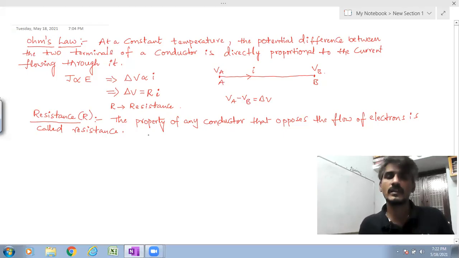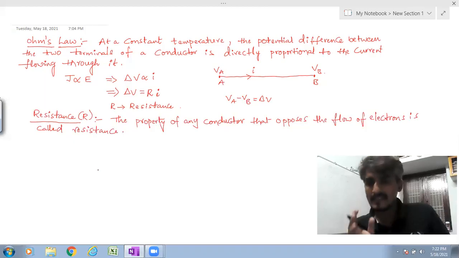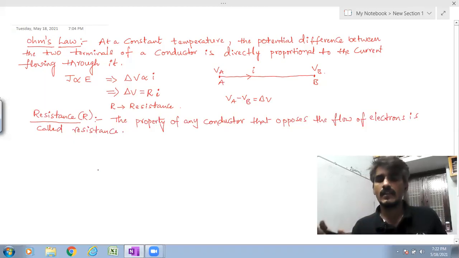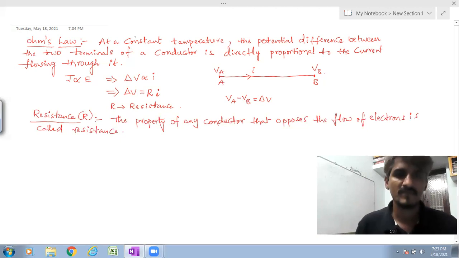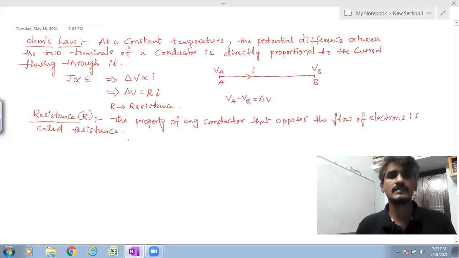Even here the same thing is there. Any conductor allows the flow of electrons, and that property or phenomenon is called conductance, and at the same time it opposes the remaining electrons. That phenomenon is called resistance. So this is called resistance, and now we can also write on what factors it depends.